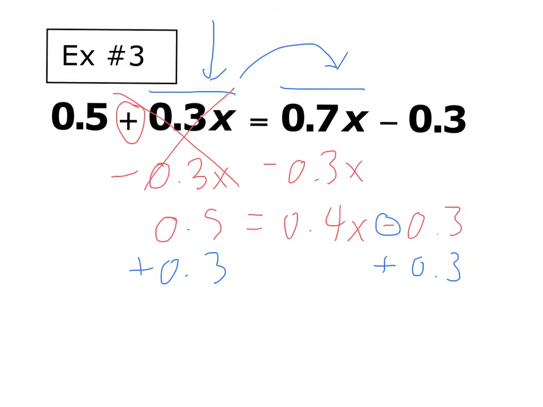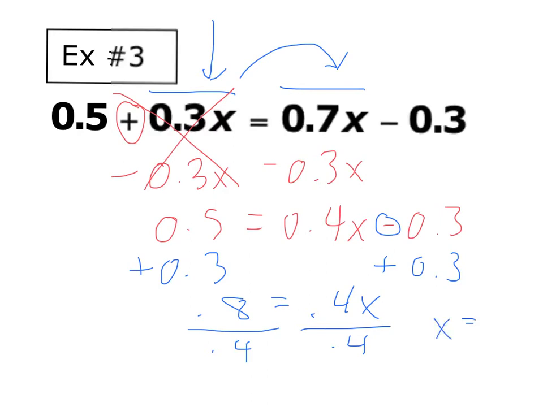And so we have 0.8 equals 0.4x. Then we want to divide that out. Divide by 0.4 on both sides. And you end up, if you type that into your calculator, you would get x equals 2. Okay, so always make sure that you have variables on both sides if you're going to do it that way.